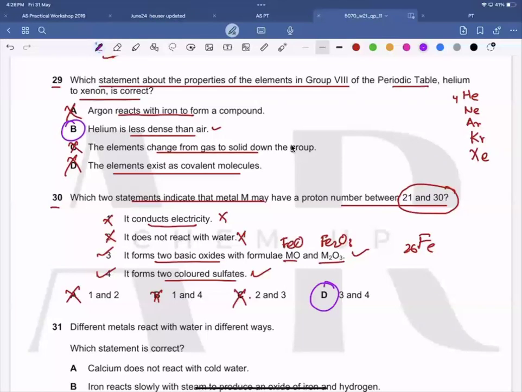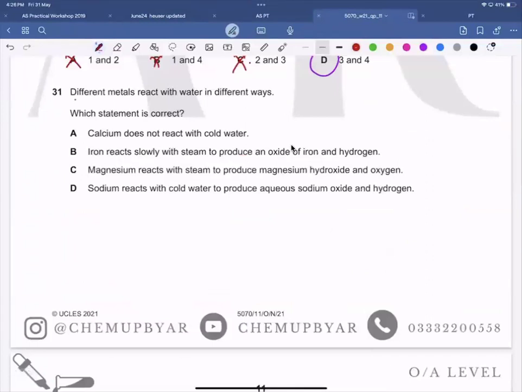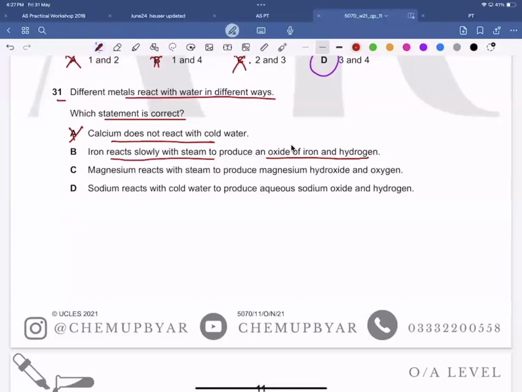Okay. Now, question number 31. Different metals react with water in different ways. What statement is correct? Calcium does not react with cold water. No, calcium reacts with the cold water. Magnesium also reacts with the cold water slowly. Iron reacts slowly with the steam to produce an oxide of iron and hydrogen. Yeah, that can be a possibility. Iron is below magnesium, so iron can react with the steam to form FeO and H2, hydrogen gas.